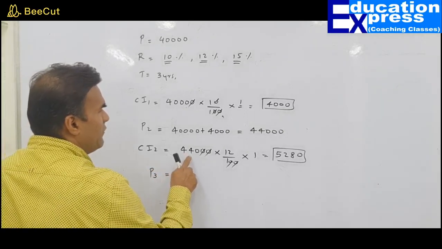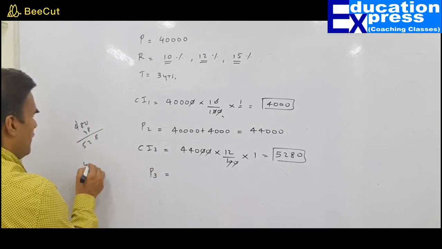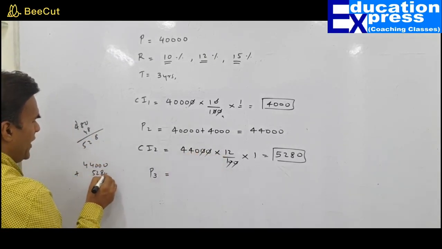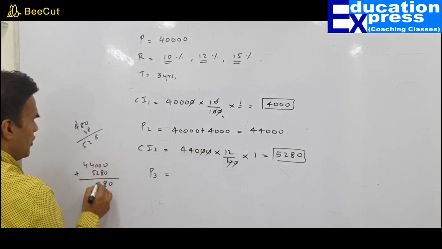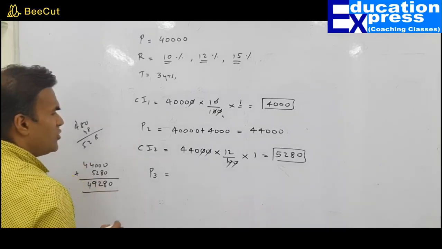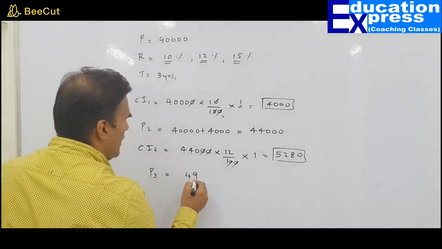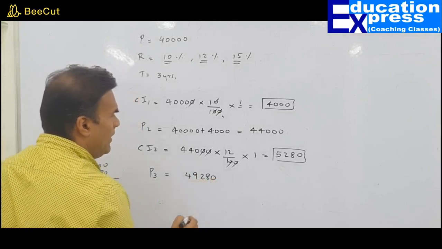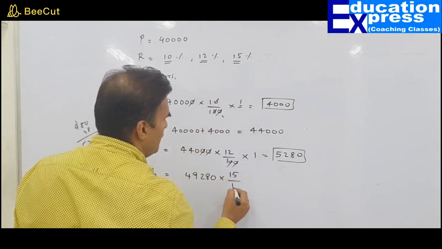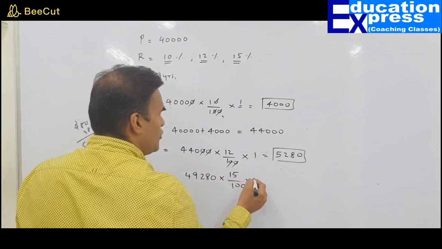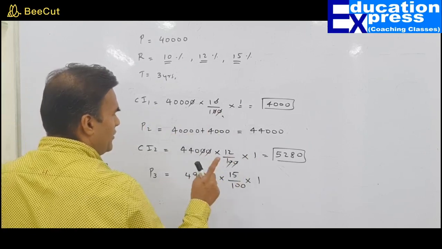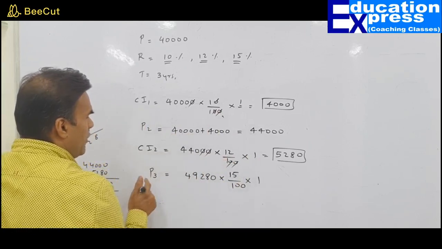Sir, I started with 44,000. So 44,000 and then I earned 5280. So the total would be 49,280. 49,280 multiplied by, what is the rate for the third year? So 15%. 15 upon 100 into 1. So you can check it out. First year, second year and the third year. I am finding compound interest for third year.